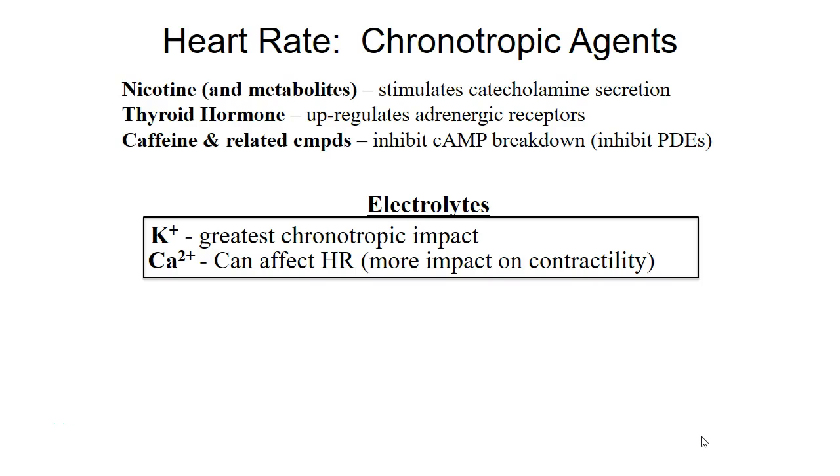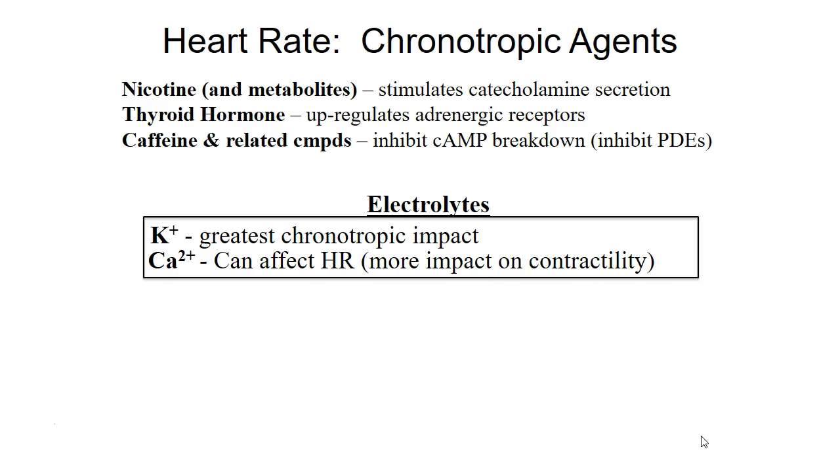All right, caffeine and related compounds. What they do is they inhibit the breakdown of cyclic AMP. So remember, cyclic AMP promoted opening of sodium ion channels, right? And that caused a positive or a negative effect? If you look back. So positive or negative? Positive, right? So here, anytime we're elevating cyclic AMP, we're generally having a positive chronotropic effect, right?